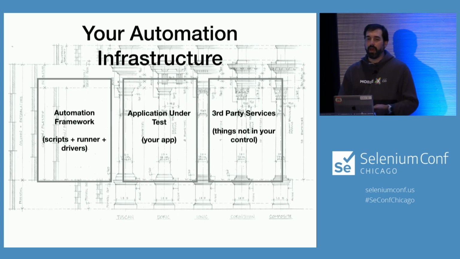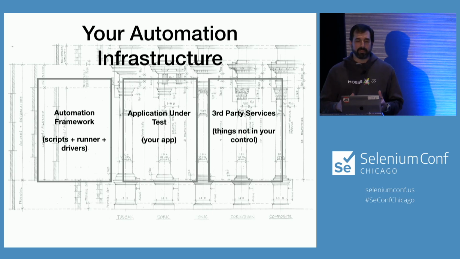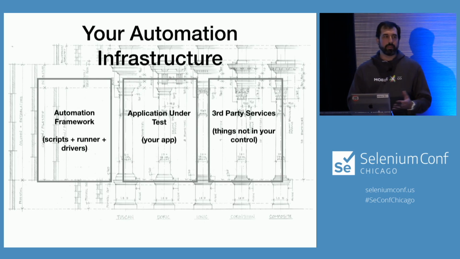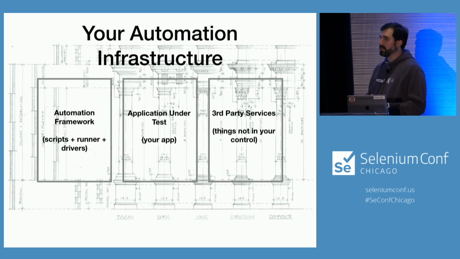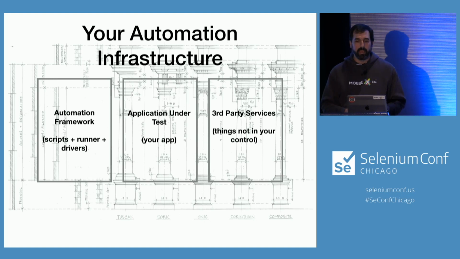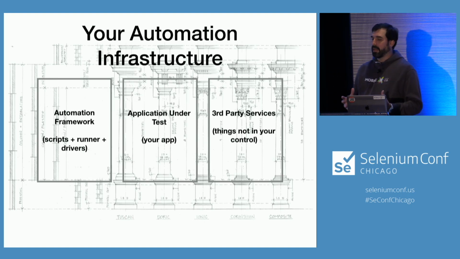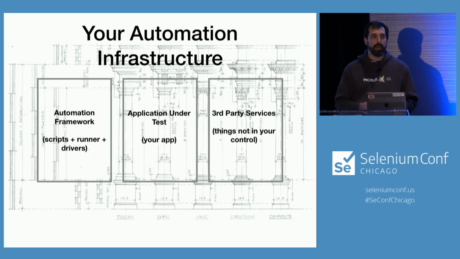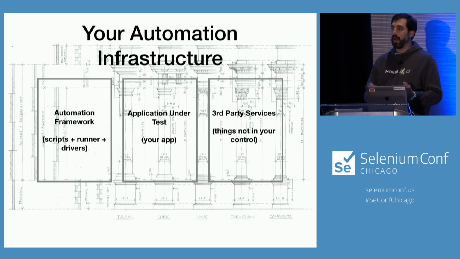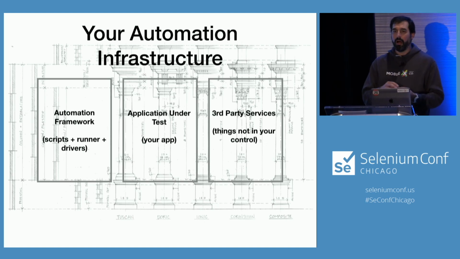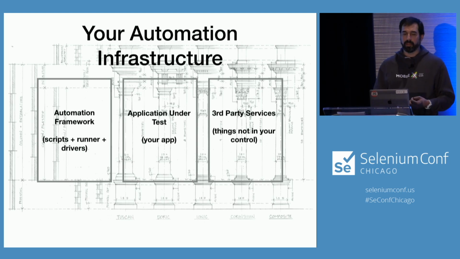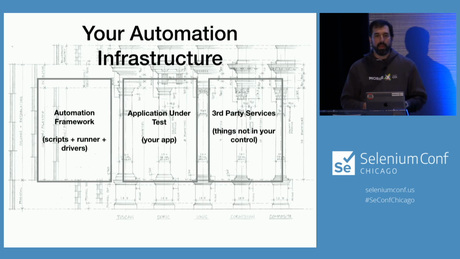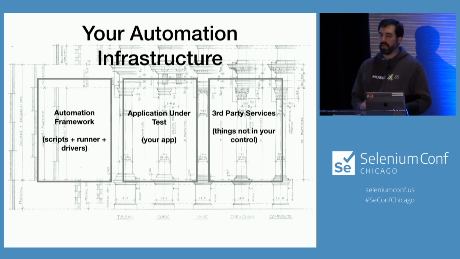So when I talk about what automation infrastructure means, there's really three big buckets. There's the automation framework itself, so your scripts, your runner, the drivers, like the WebDriver plugins and such. There's the actual application that you're running your tests against, and then there's the third-party stuff that isn't really in your control, but GitHub, Sauce Labs, Travis, Circle CI, all those things are part of your infrastructure. And they're actually things that you have to punch holes in your firewall for, which is, by definition, making your environment less secure.